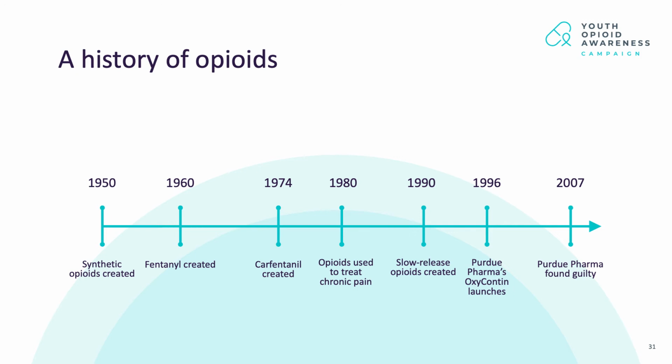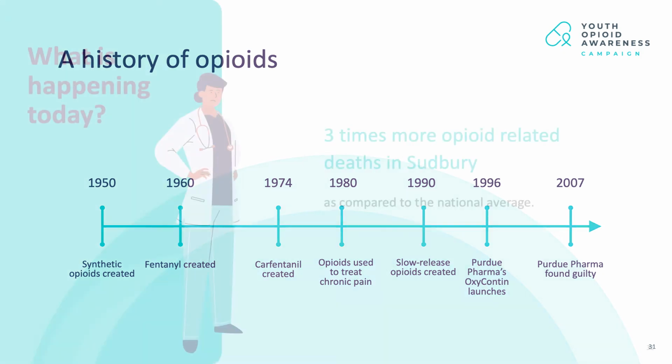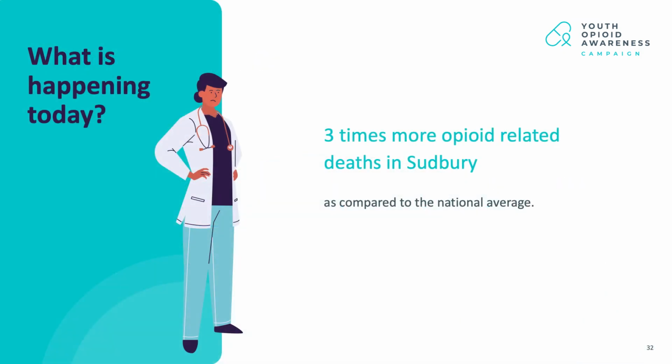After years of deception and tremendous loss due to addiction, Purdue Pharma was charged. In 2007, they were found guilty of misleading healthcare workers and the public about the dangers and addictive properties of OxyContin. Today, the opioid crisis is considered an epidemic. This term refers to the thousands of opioid-related deaths that have occurred in recent years. And the death toll is not slowing down.